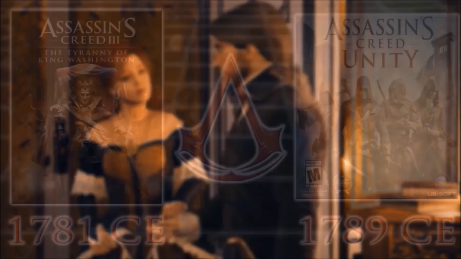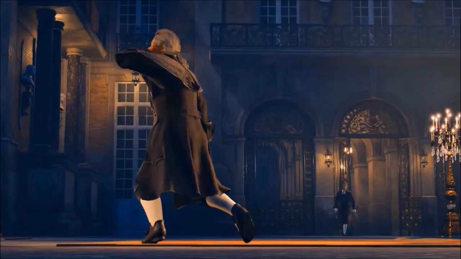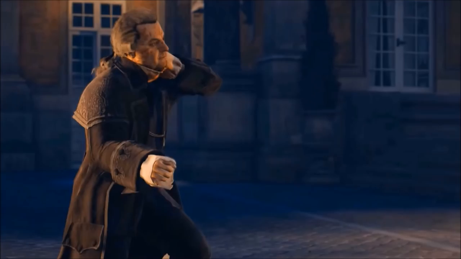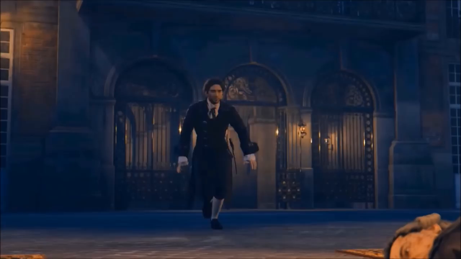This leads us to the year 1789 and the events of Assassin's Creed Unity. After sneaking out of the party, to Arnaud's horror, he discovered his adoptive father, de la Serre, being attacked, collapsing to his death.